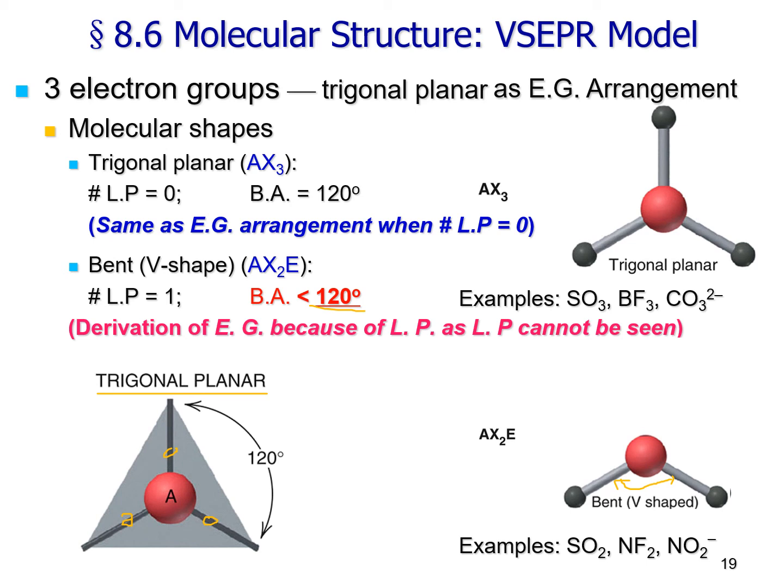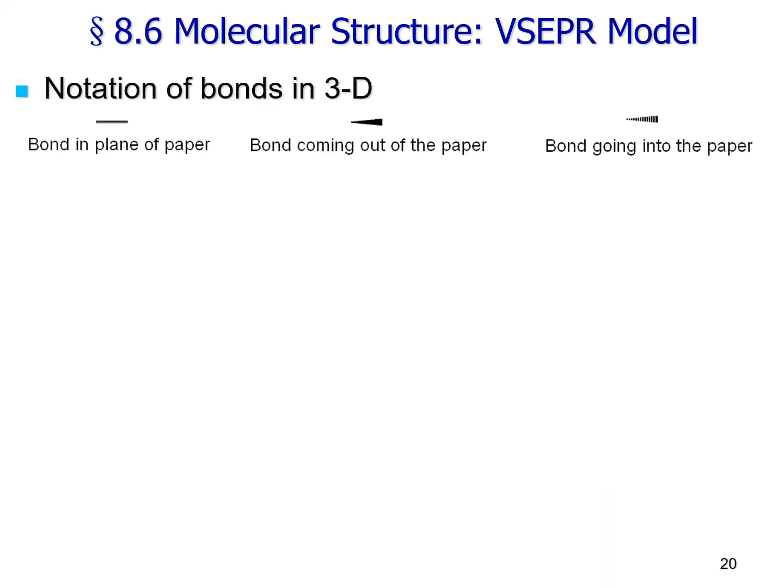So this bent shape can actually be derived from this trigonal planar arrangement of electron groups, because one of them cannot be seen, as we call them lone pairs. For 4 electron groups, that definitely is going to be 3-dimensional.